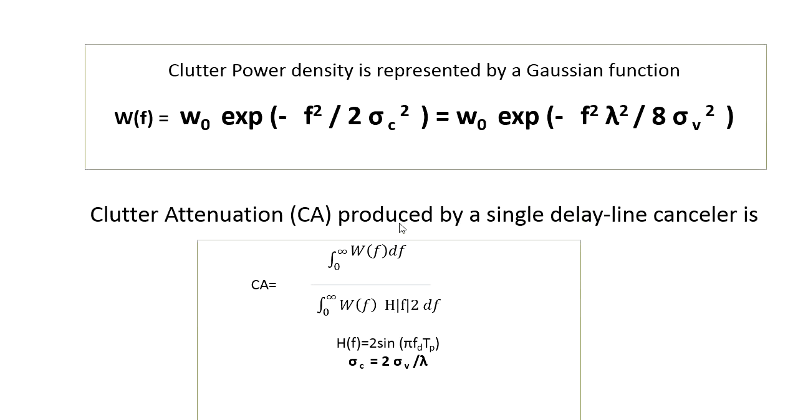And as we know, the clutter attenuation is produced at the single delay line canceller. It is given as clutter attenuation equal to the integration from 0 to infinity of W of f df, divided by the integration from 0 to infinity of W of f times the magnitude of H of f, whole square, df, and H of f is equal to 2 sin pi f d Tp.